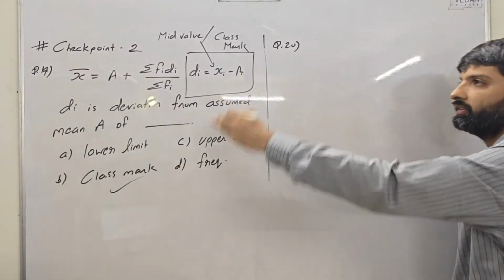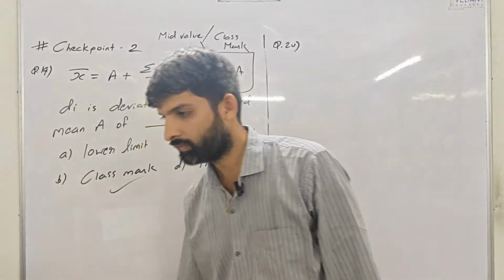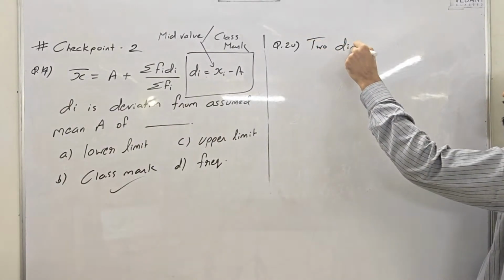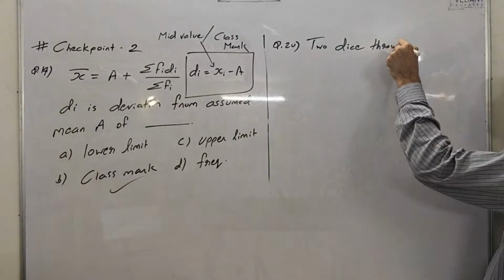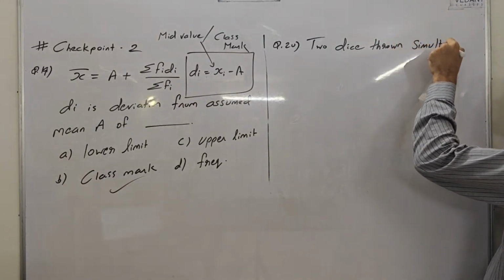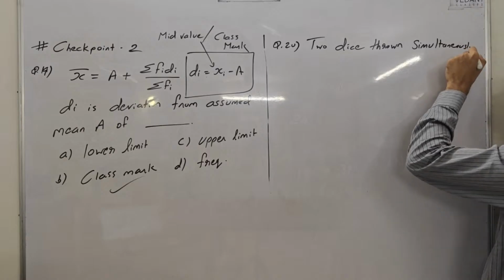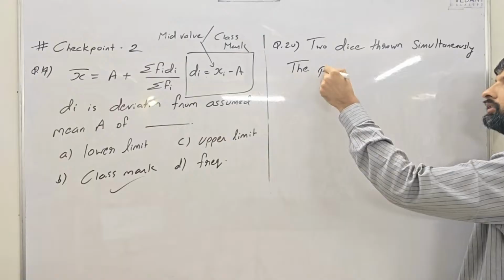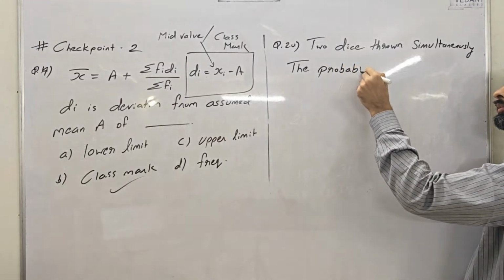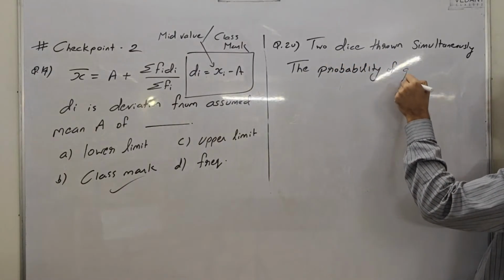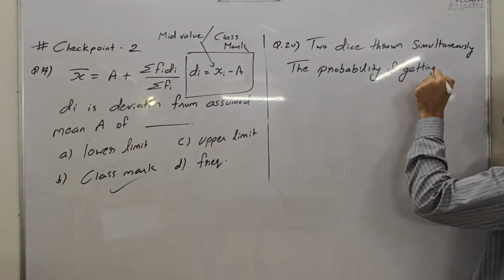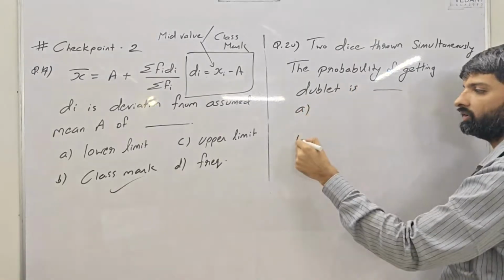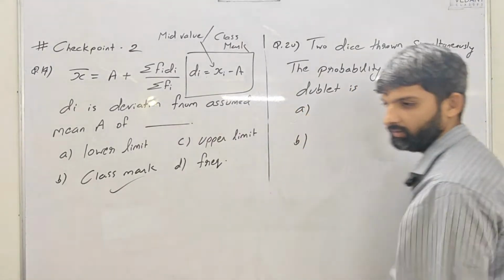Okay, last question for the checkpoint number 2. Two dice thrown simultaneously. Probability of getting a doublet is blank. Option A, B, C, and D.